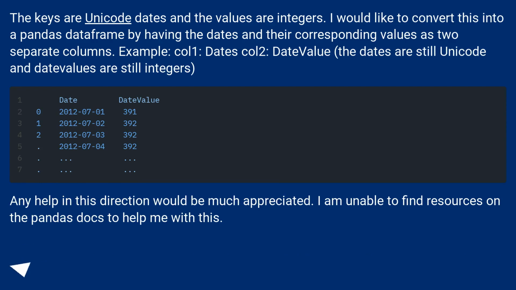I would like to convert this into a pandas dataframe by having the dates and their corresponding values as two separate columns. Example, call 1, dates; call 2, value. The dates are still Unicode and the values are still integers. Any help in this direction would be much appreciated. I am unable to find resources in the pandas docs to help me with this.